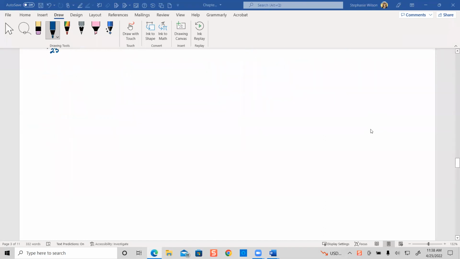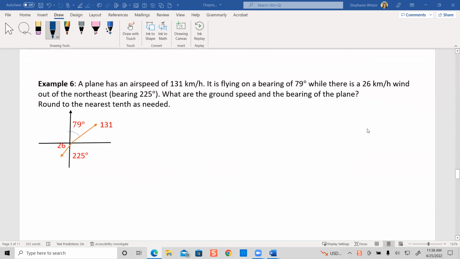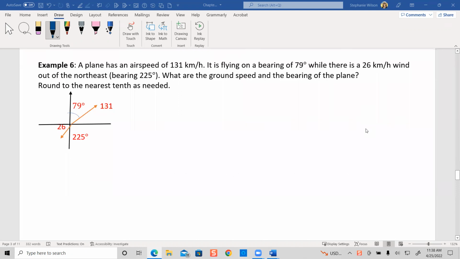So now let's do the next example. A plane has an airspeed of 131 kilometers per hour, and it's flying with a bearing of 79 degrees, while there is a 26 kilometer per hour wind out of the northeast, bearing 225 degrees. What is the ground speed and the bearing of the plane?